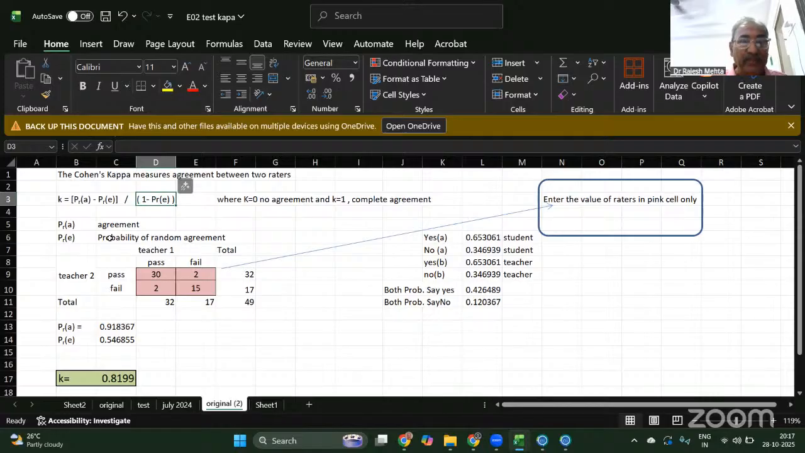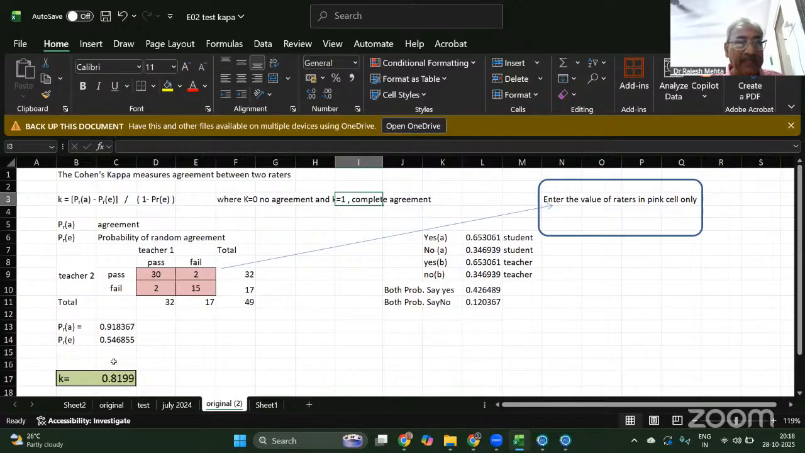Because of that reason you will get it, random you are removing. So if K is 0, it is no agreement. If K is 1, it is complete agreement. So this ratio, the kappa ratio, is calculated.